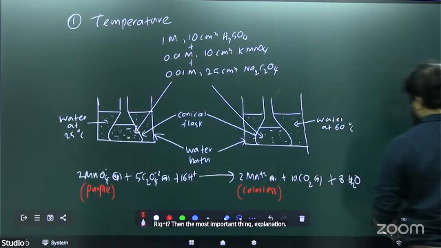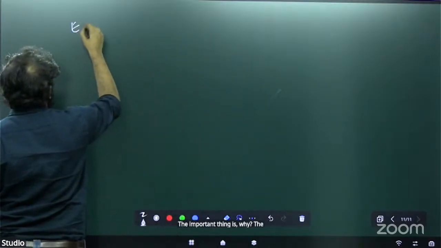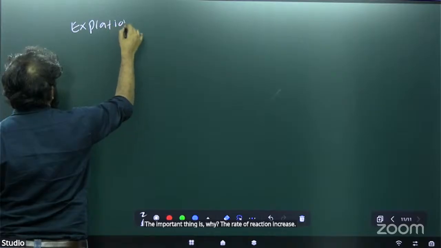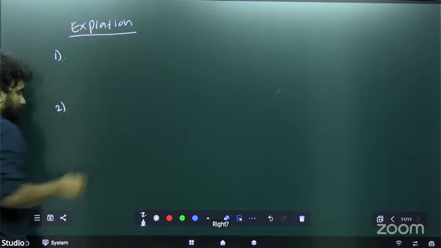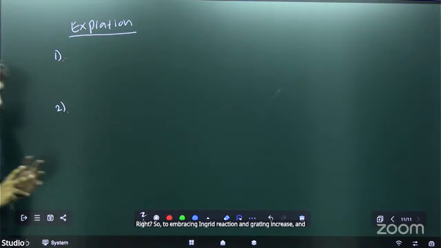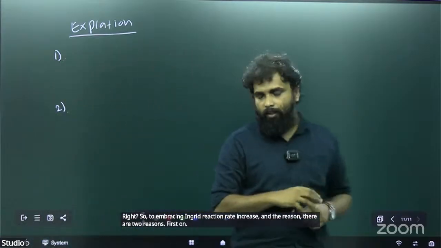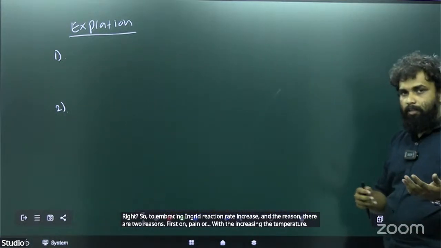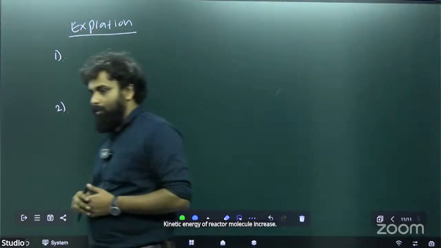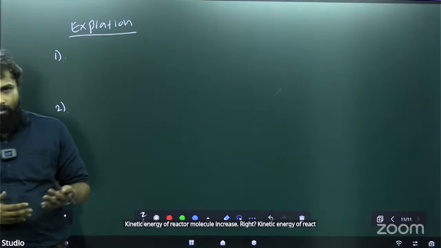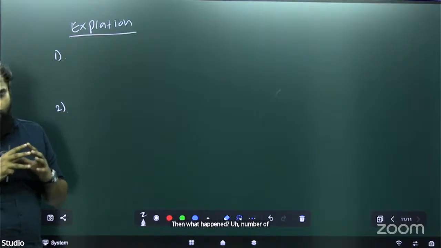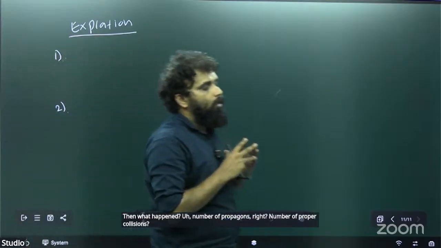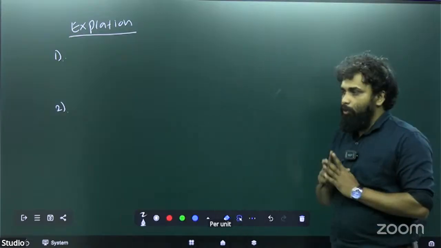What's the explanation? That means why. The important thing is why the rate of reaction increases with increasing the temperature. That's the most important thing. That's the science. Right? So when the temperature increases, the reaction rate increases, and there are two reasons. First one, we know with increasing the temperature, kinetic energy of reactant molecules increases. Right? Kinetic energy of reactant molecules increases. Then what happens? Number of proper collisions per unit time, per unit volume increases.